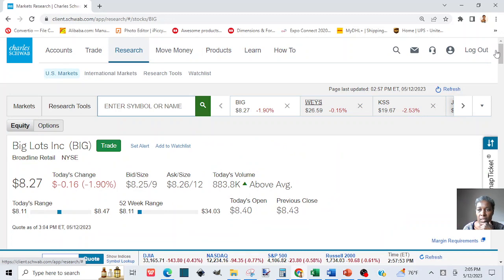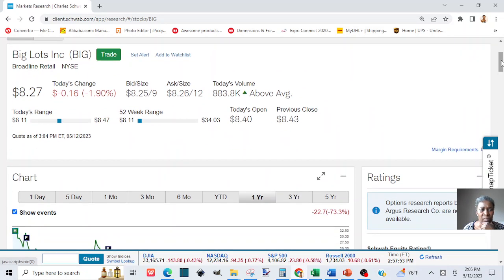So for instance, we have Big Lots here. It's selling for $8.27. It sold for as low as $8.11 and as high as $34.03. So $8.27 is close to the 52 weeks low. Therefore, if you want to invest in Big Lots, that's the right time to buy. That's how you will analyze it.